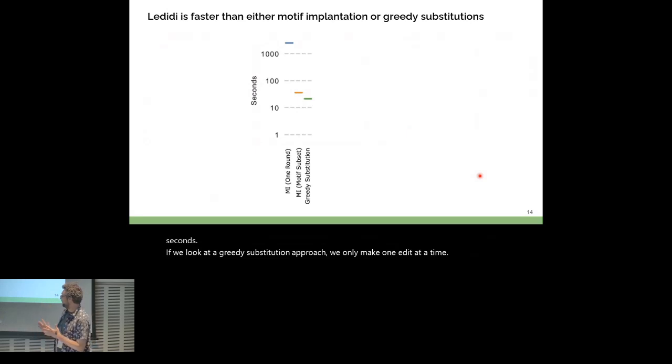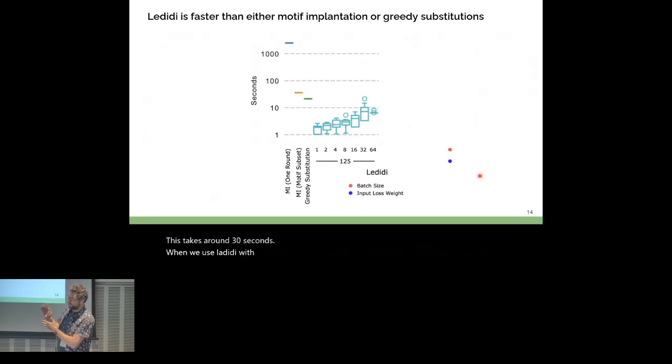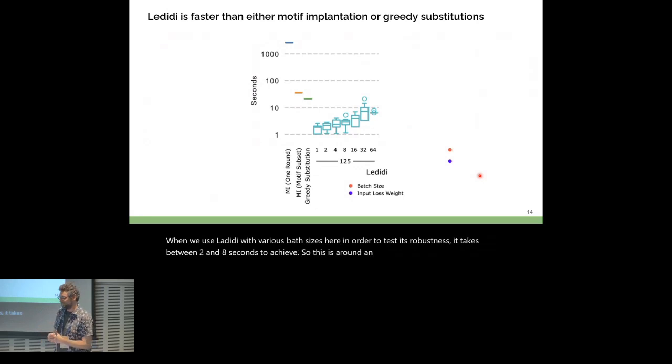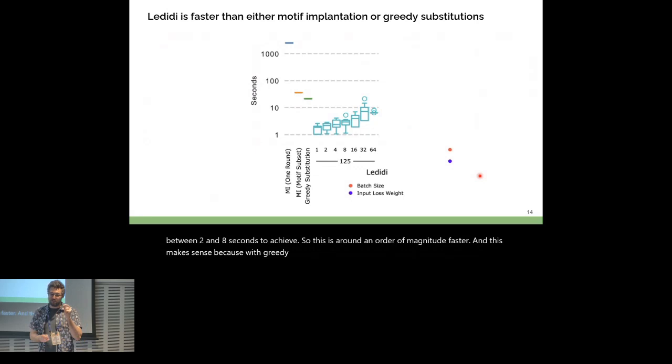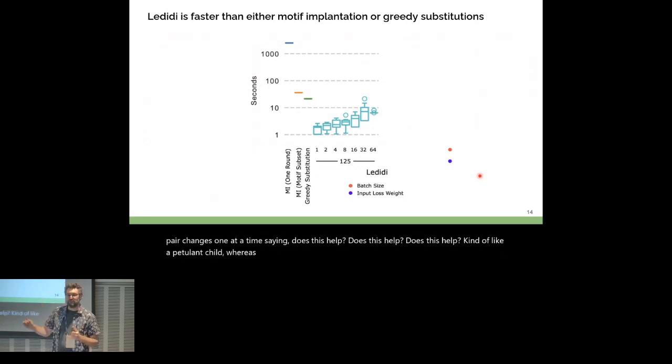If we look at a greedy substitution approach, we only make one edit at a time. This takes around 30 seconds. When we use Ledidi with various batch sizes here in order to test its robustness, it takes between 2 and 8 seconds to achieve. So this is around an order of magnitude faster. And this makes sense because with greedy substitution, you're trying to make all individual base pair changes one at a time, saying, does this help? Does this help? Does this help? Kind of like a petulant child. Whereas with Ledidi, at each iteration, you're asking the model, what edits should I make here? And then potentially making multiple edits in each round.